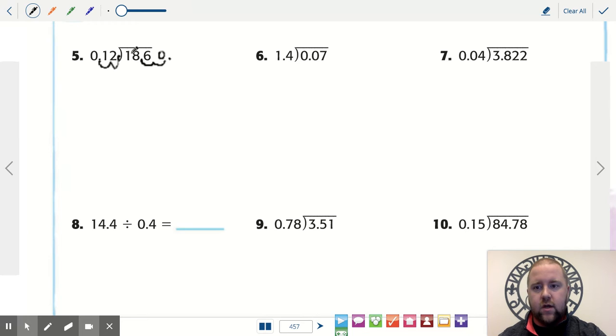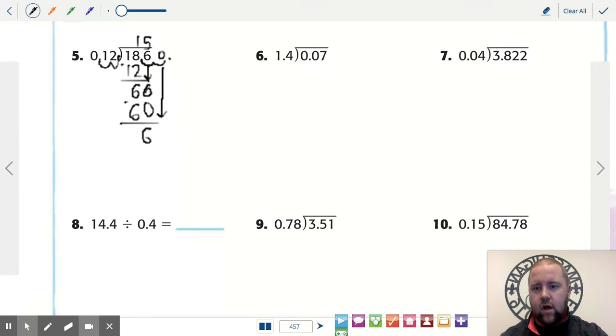12 can go into 18 one time. Then I'll subtract the 12. That gives me a 6. And then I will bring down the other 6. All right, then I'll do it again. 12 goes into 66 5 times. 12 times 5 is 60. Okay, I'll subtract. I get a 6, and then I'll bring down my 0.